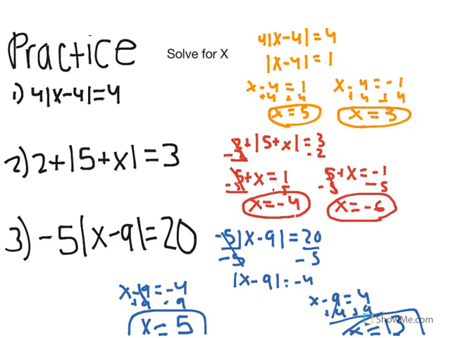Okay, so here are the answers for these problems. I solved out the work. So the first one, the answers are x is equal to 5, x is equal to 3. The second one is x is equal to negative 4, x is equal to negative 6, and the third one is x is equal to 5 and x is equal to 13. Once again, for the sake of space on this, I did not write out the check step, but it's very important to do the check step.